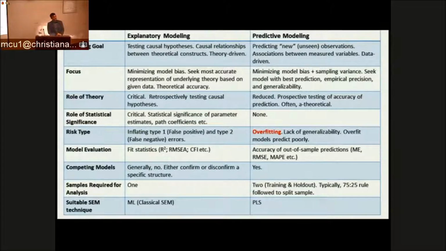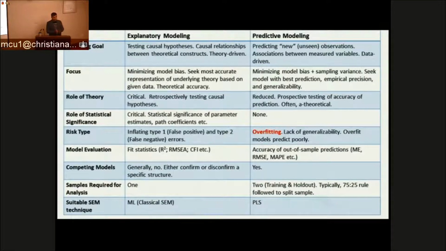Predictive modeling, on the other hand, is really looking at predicting new phenomena. Or, in the empirical modeling sense, you're trying to predict unseen data. And when I say unseen data, I mean data that your model has not seen. Okay? Predictive modeling is really based off of associations between measured variables, and it's very data-driven. So in many cases, it even comes across as atheoretical, meaning that the role of theory is reduced.